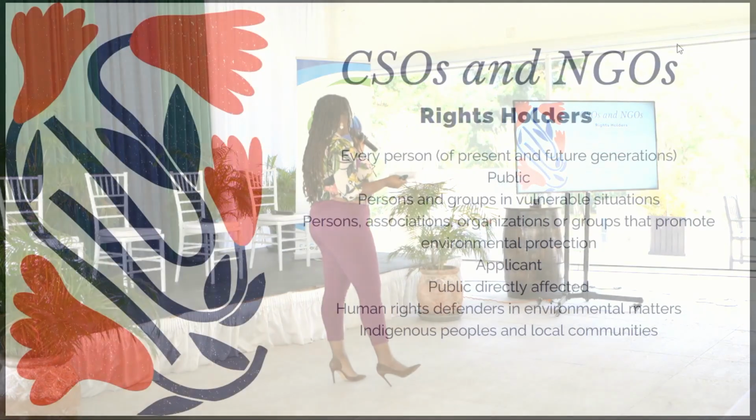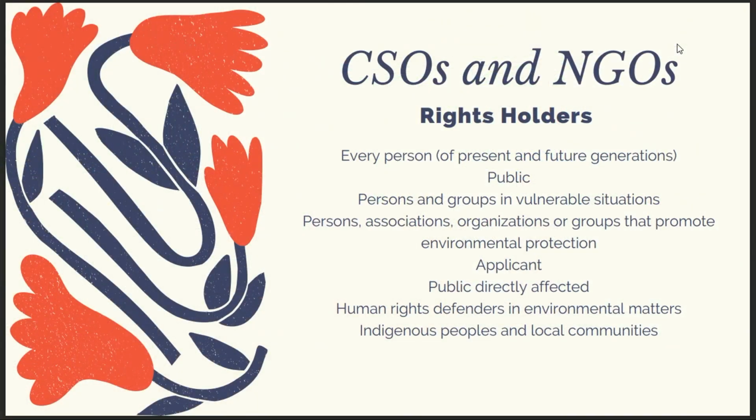So persons, associations, organizations, or groups that promote environmental protections. It speaks broadly about an applicant, the public directly affected, human rights defenders in environmental matters, and indigenous people and local communities. So as you can see, rights holders are given a very broad definition so that everybody has access to environmental justice. Some of these rights are the right to guidance and assistance from the duty bearers or the government, and the right to access environmental information. As you can see, I'm just repeating the pillars, right?